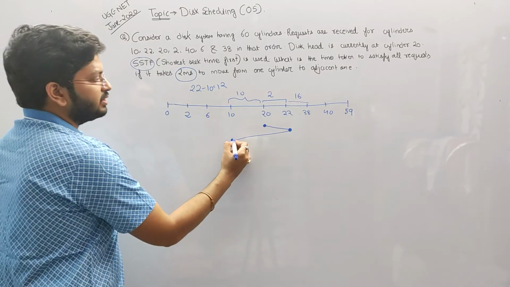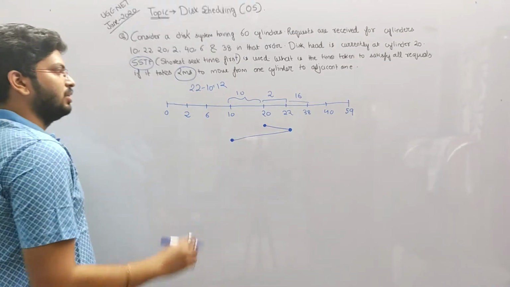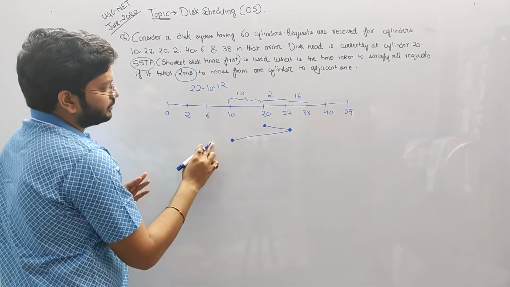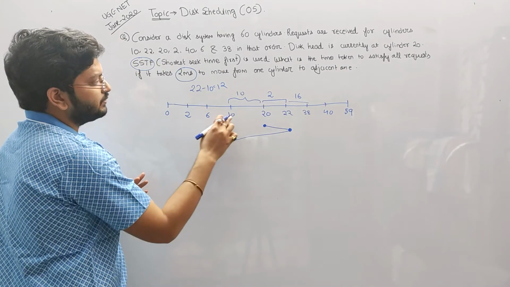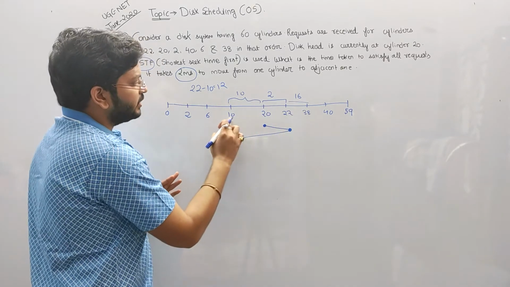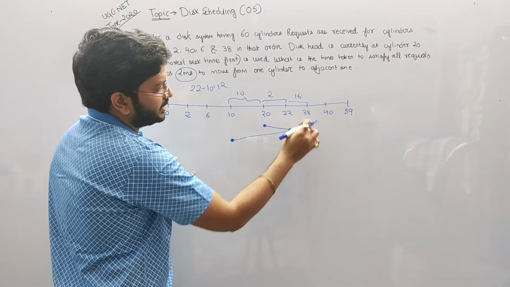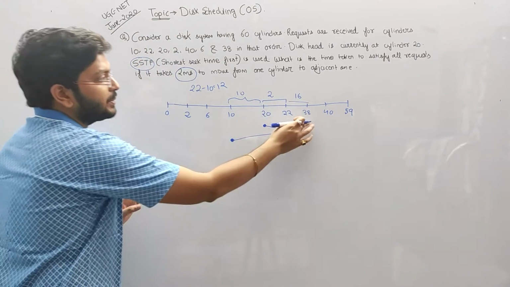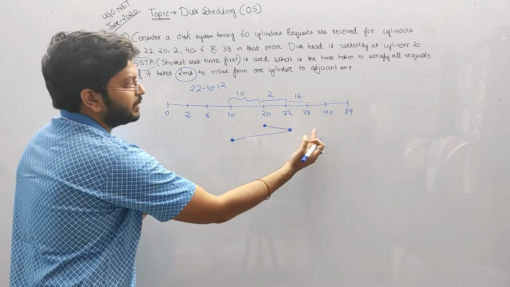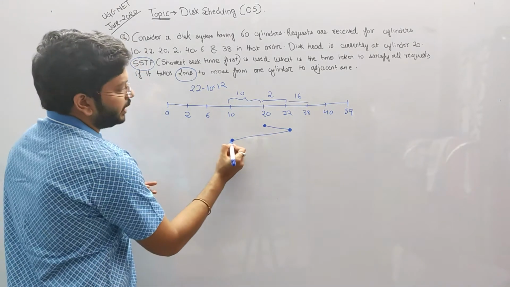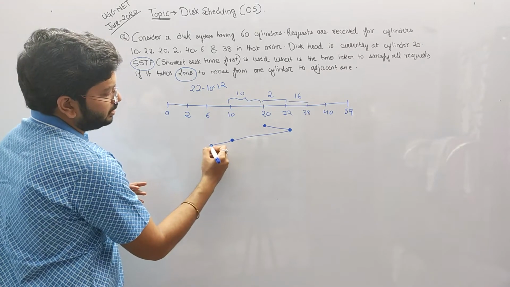So the request 10 is serviced now. From 10 I will either move to the right or to the left. If I move to the left, 10 and 6, the difference is 10 minus 6, which is 4. If I move towards the right, the next unserviced request is 38, and the difference is 38 minus 10, which is 28. Towards the right I get a difference of 28, and towards the left only 4. So I will be moving towards the left.